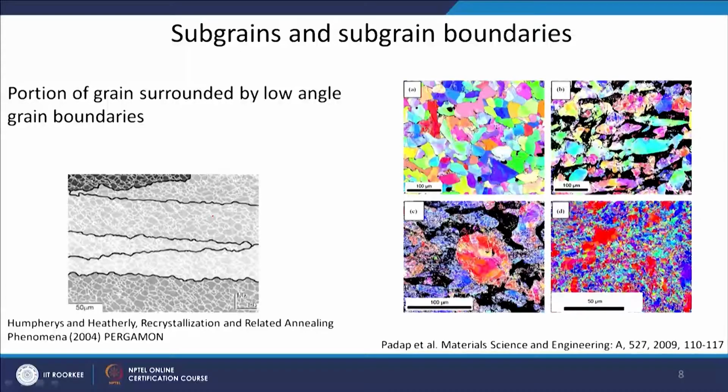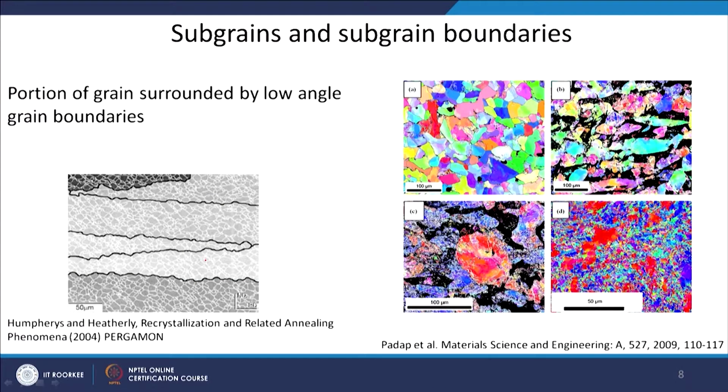So, this kind of map shows you information about orientation, and then you can also do other analysis, like what the texture will be and all those things. But I just wanted to show you that this kind of information will keep coming during our discussion of hot deformation.